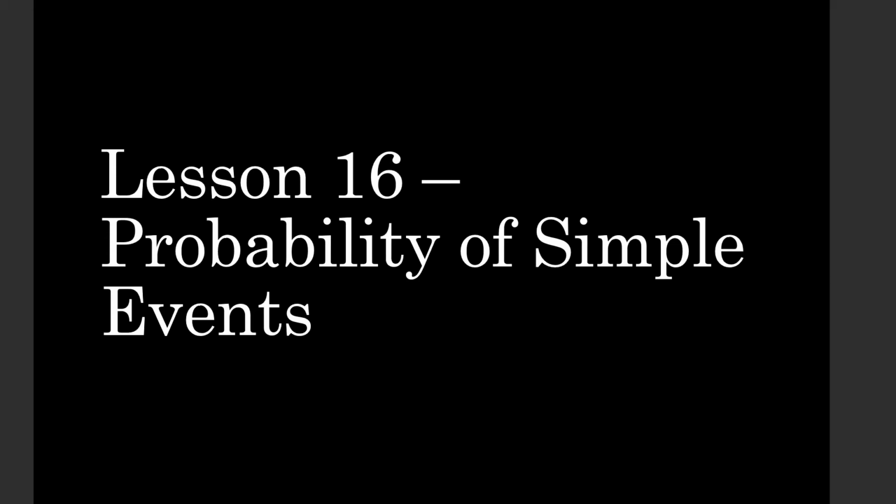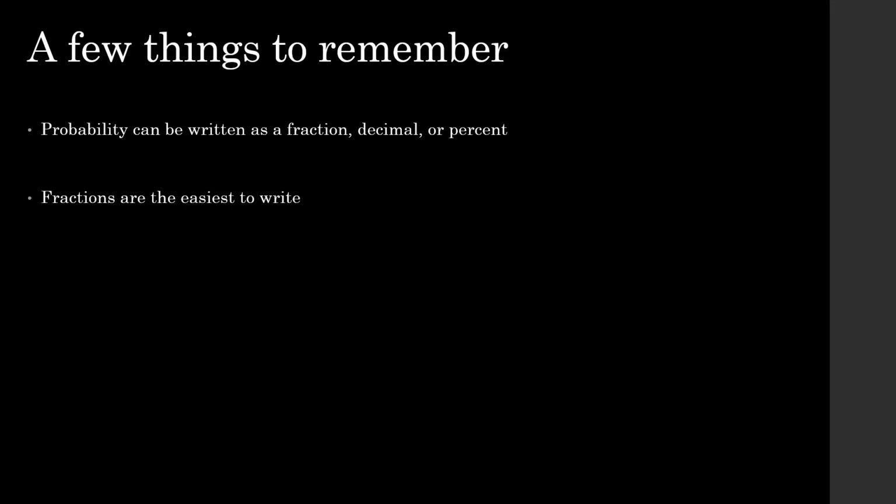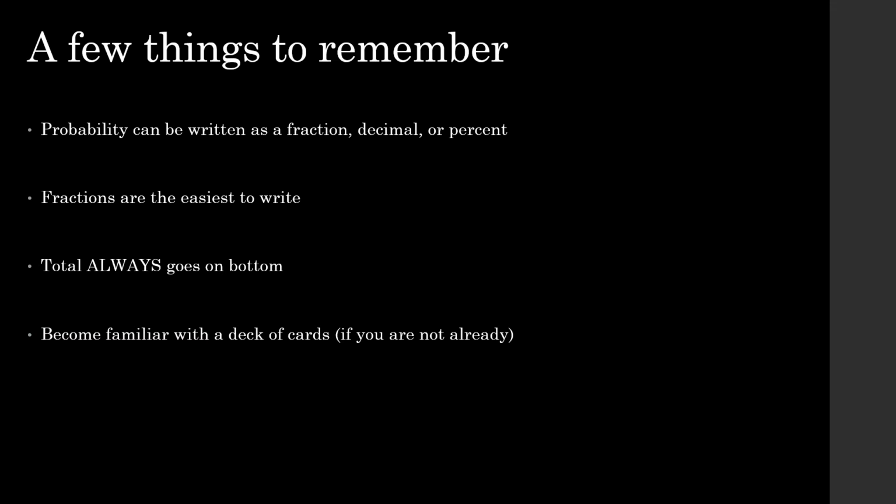Lesson 16, Probability of Simple Events. A few things to remember from last semester is that probability can be written as a fraction, decimal, or percent. Fractions are typically the easiest to write, and you'll see when we do a few examples. The total will always go on the bottom, and become familiar with the deck of cards if you're not already, because they will ask you a lot of deck of card questions.